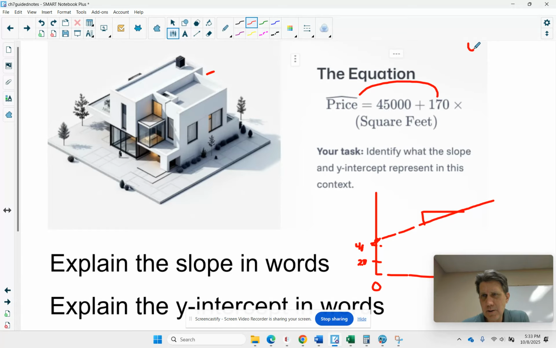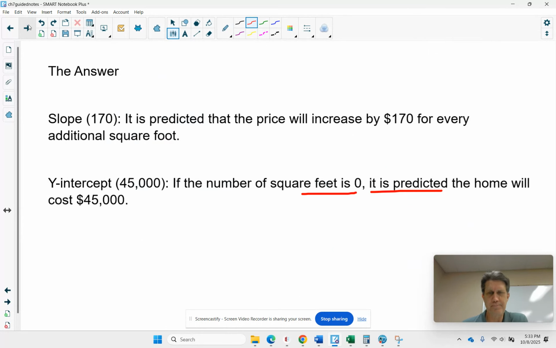Now, one of the things you want to talk about these in is y over x. Remember, in this equation, y is here. So that $170 belongs with the y. The price of the home is expected to rise $170 for every one more square foot that you add to the home's size. Every time we add a square foot, we expect the price to go up 170.